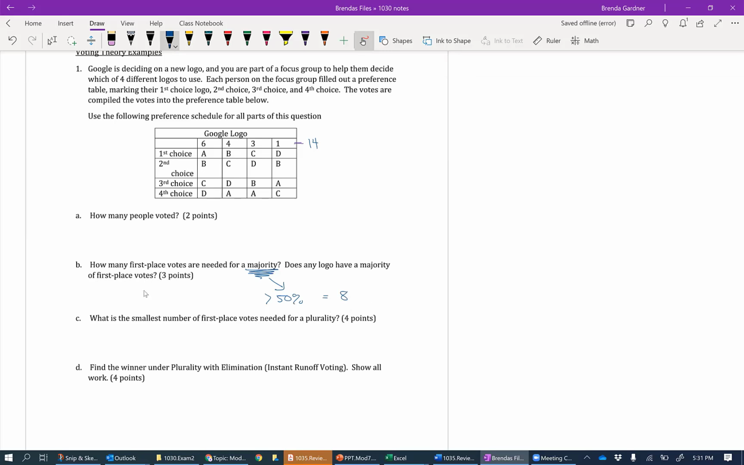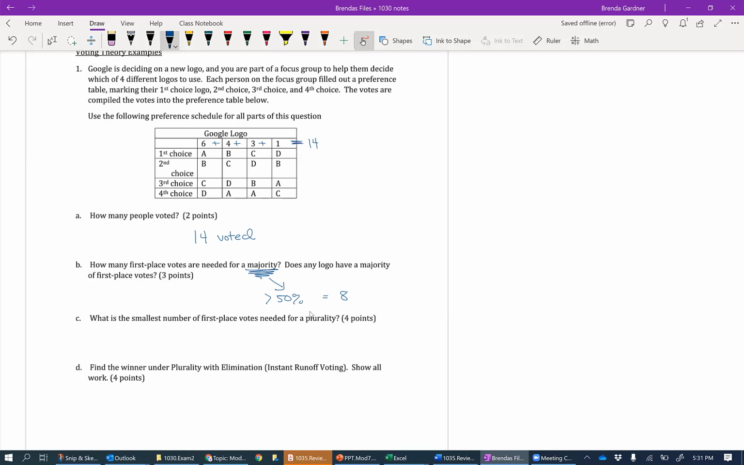Does that make sense? No, I'm jumping through that quickly. So there were 14 people who voted. Just count up how many under each column, right? And then half of 14 is 7, but I need more than 50% to be considered a majority. So as soon as someone has 8 votes, they win.